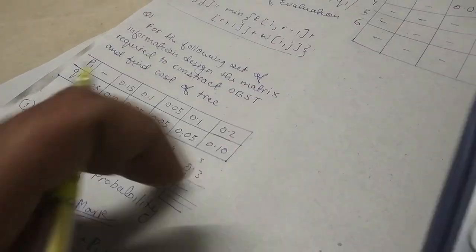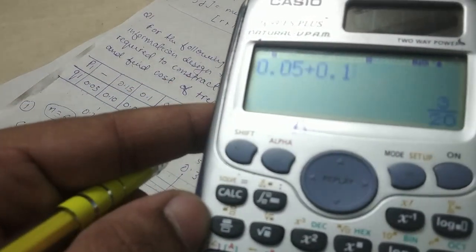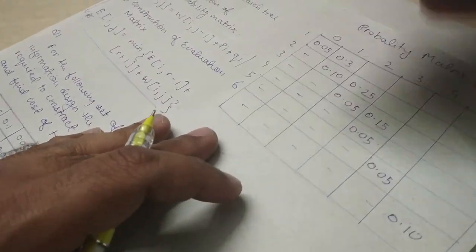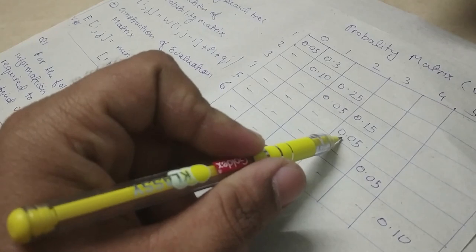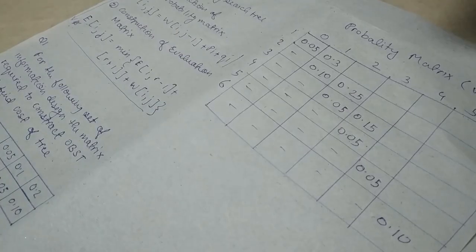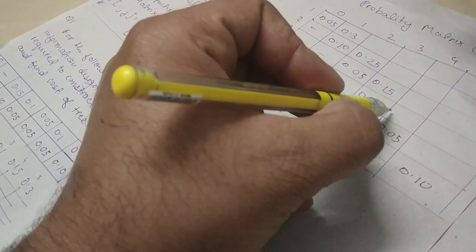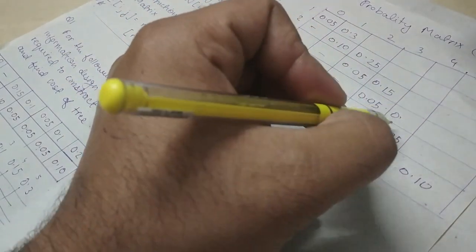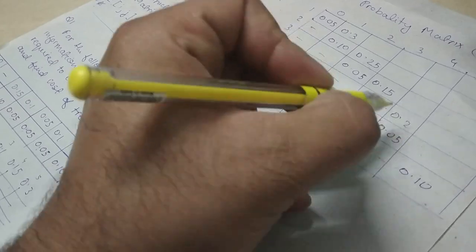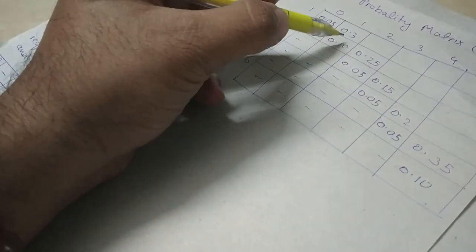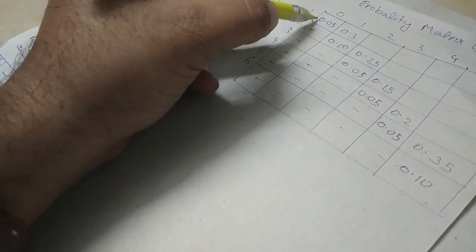0.05 plus what is here on 3, 0.15. So likewise, if I want to calculate this, so see 0.05 plus the fourth number. What is the fourth number here? 0.15. So it will be 0.15 is 5, 6, 7, and this will be 0.2, and this will be 0.35. So to calculate this, we are using these values.